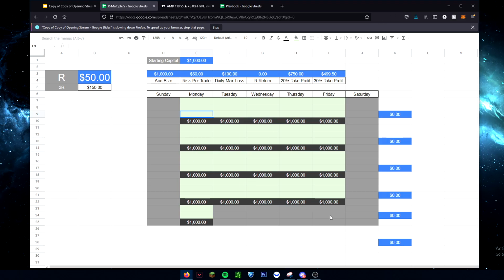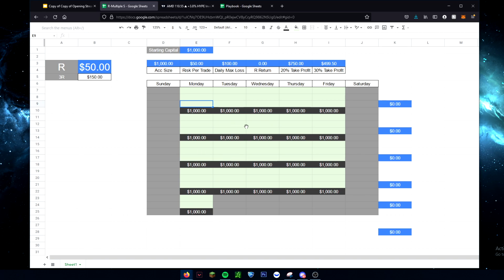All right, here we go. This is a Google sheet, and I'll be sharing it with you guys so you can actually use it. We're just going to use the example of starting capital at $1,000. It's an interactive sheet that lets you input your daily P&L, so that it updates your risk in real time. R would be what you're risking per trade.